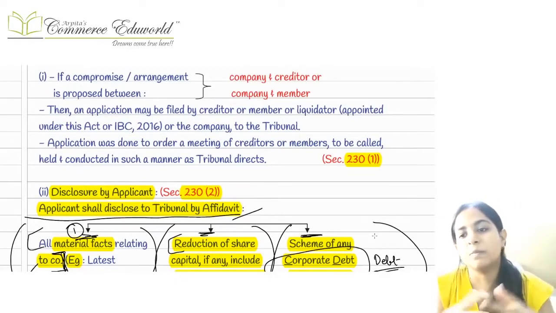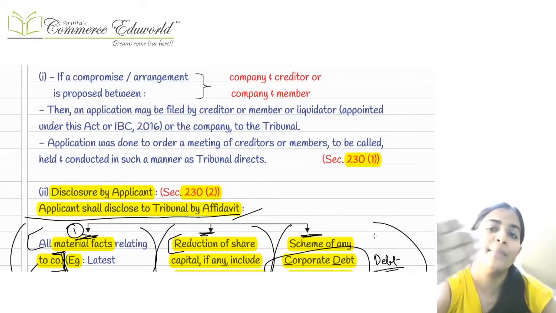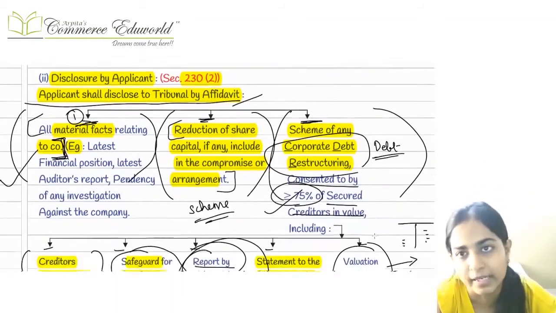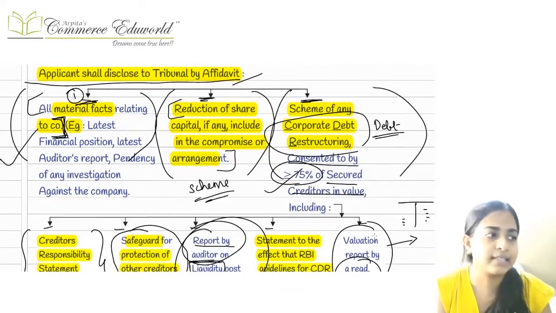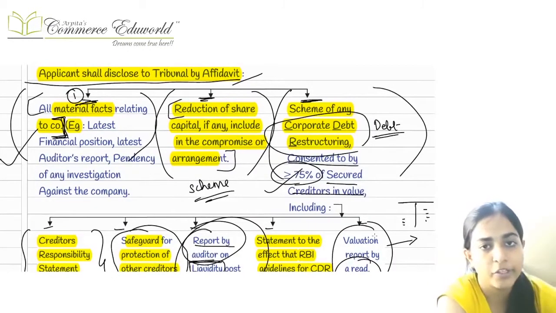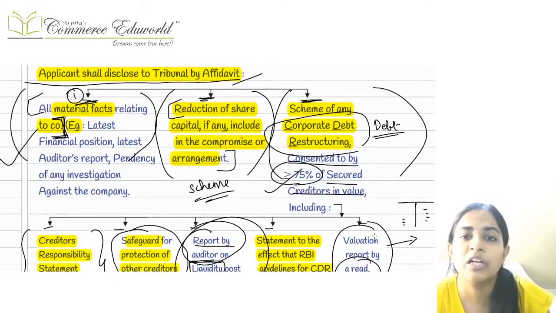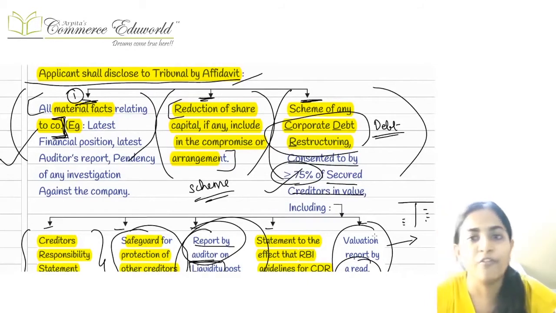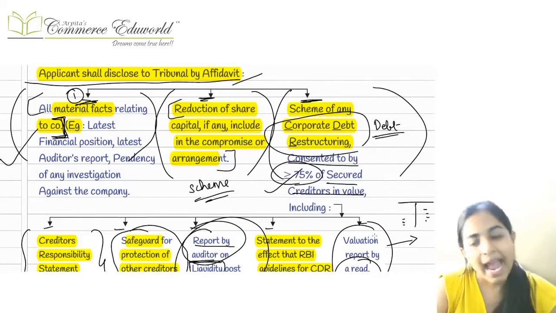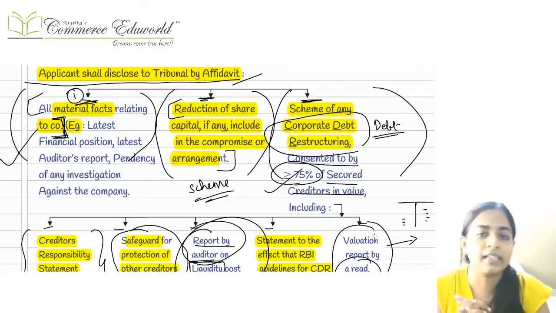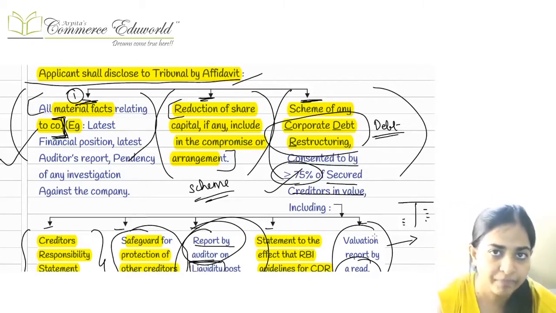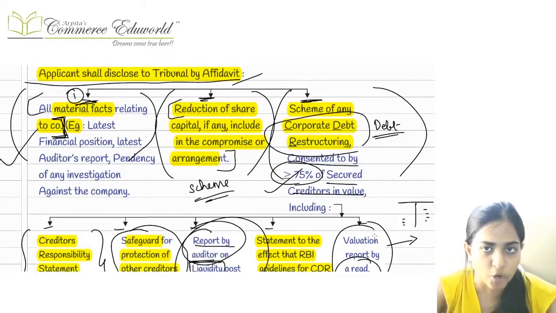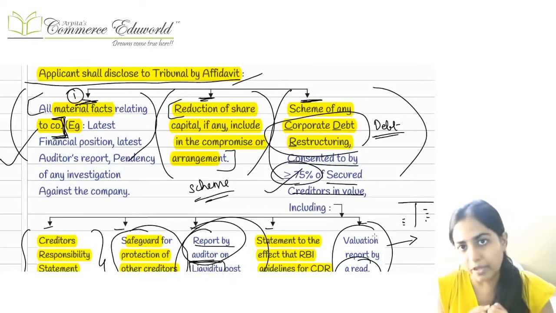Whenever these people want to do any kind of arrangement, they'll have to make an application to the tribunal along with the necessary documents. The broad three things in the necessary documents are, first, the material facts about the company. Then, if the scheme includes a reduction of share capital, and if the scheme includes details about corporate debt restructuring, all these details have to be included in the document that you are submitting to the tribunal.